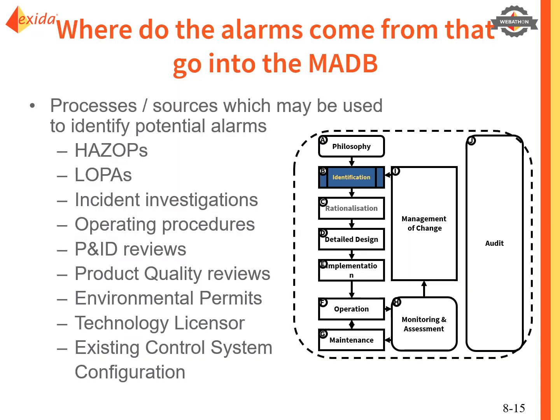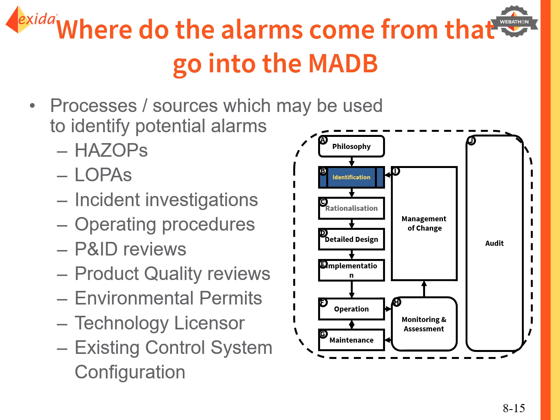So now that we know what an alarm is and what we want to record about an alarm and enter into the master alarm database, we need to think about recording where the alarm has come from. Now, there are many different sources for identifying potential alarms, including operating procedure reviews, process hazard analyses like PHAs or HAZOPs, and LOPAs, accident investigations, and P&IDs, a very important resource when carrying out rationalization or quality reviews.